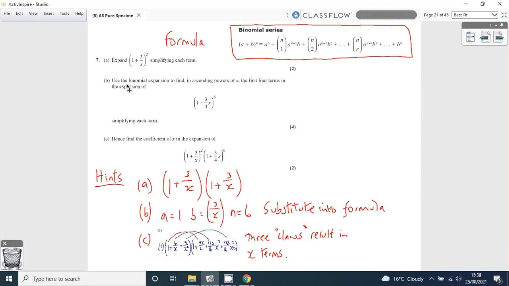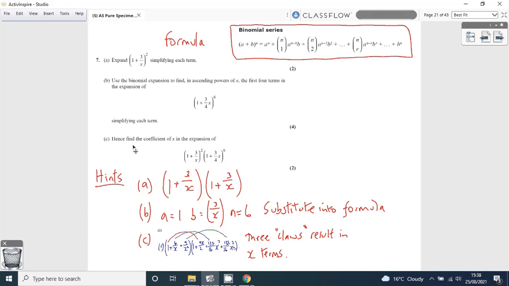Now for part B, we've got to use the binomial expansion. Now we're given the formula in the formula book that I just popped up here. So for this particular one, our a is going to be 1. Our b is going to be 3/4 of x, and our n is going to be 6. So just substitute that into the formula for the first 4 terms.